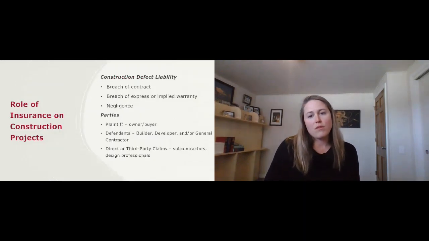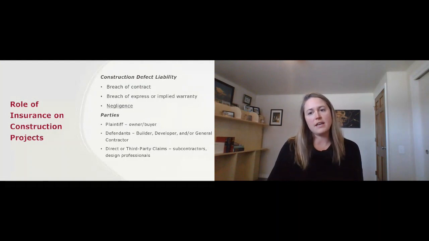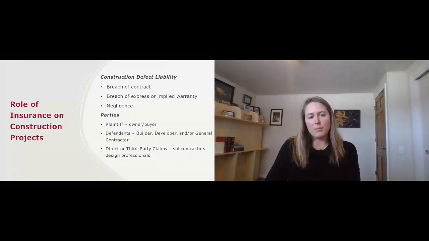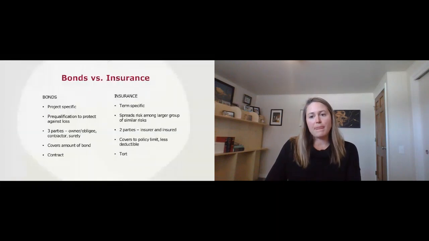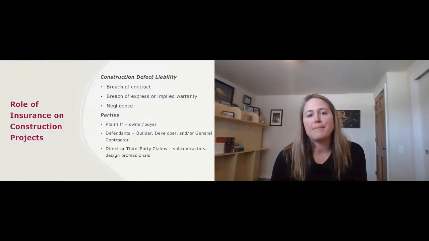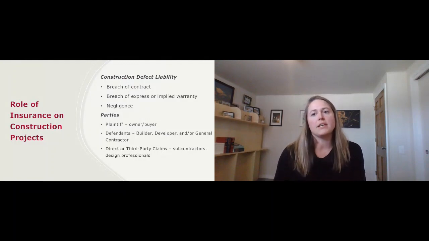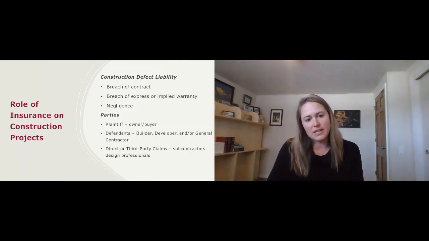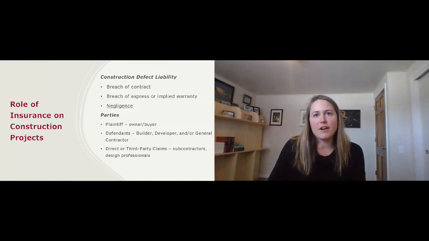Okay, so the role of insurance on construction projects: basically you're purchasing insurance to help manage your risk and your liability, your risk primarily of being sued. Construction defect liability is, as many of you know, a very large portion of the risk that you take on when you're doing major building. They have kind of a saying, if you build it, lawsuits will come. I think it's just kind of an unfortunate reality that we see, especially in Colorado.